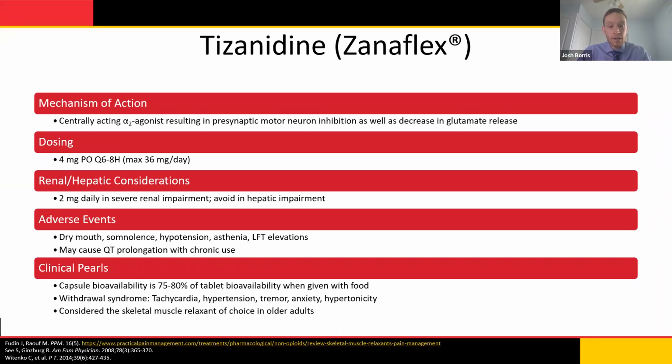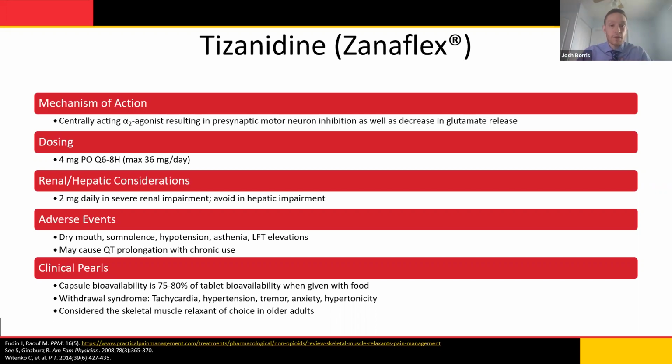It's metabolized by CYP1A2. Sorry, I forgot, but cyclobenzaprine was also metabolized by 1A2. So they're recommending to avoid it in significant hepatic impairment because it can result in increased tizanidine concentrations. With adverse events, you can see a lot of the similar ones: dry mouth, somnolence, hypotension, asthenia, LFT elevations. And this is one of the reasons why I think it should still be on the Beers criteria. You can get somnolence, and the orthostatic hypotension that can occur with tizanidine can put our elderly patients at a significantly increased risk for falls, fractures, and other problems.